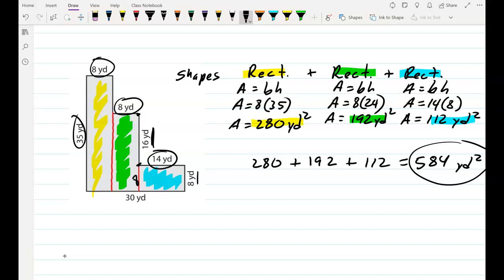Finding the area of composite shapes is just identifying the individual shapes that make up the composite shape, finding the area of each of them, and adding them together. Piece of cake, no problem. You got this. Now you know how to find the area of composite shapes.